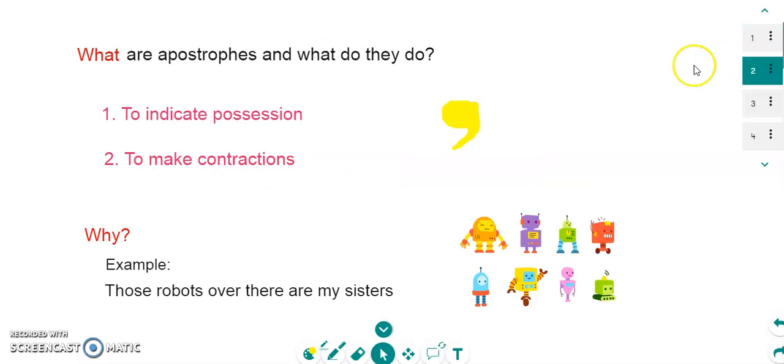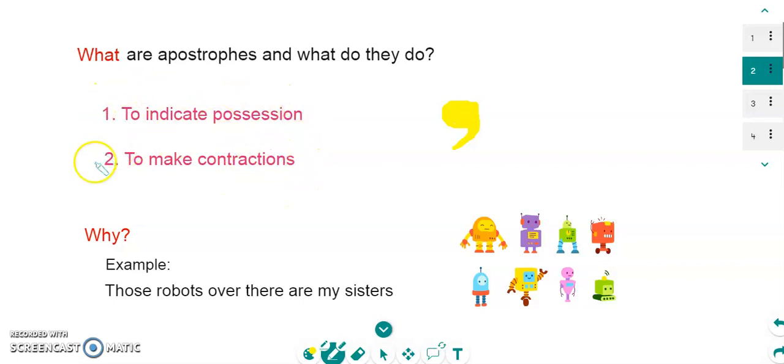So let's go on to what apostrophes are and what they do. So here we have an apostrophe. I've just drawn a very large one here, and you'll probably all recognise one. And apostrophes have two key reasons. The first one is to indicate possession, and the second one is to make contractions. So we're going to go into this a little bit.